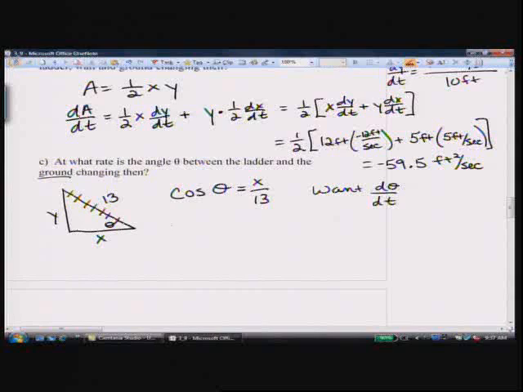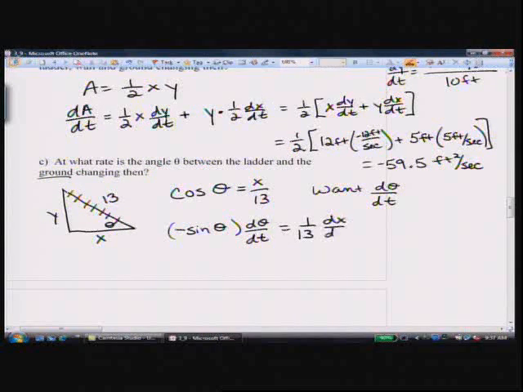All right. So what is the derivative of cosine theta? Negative sine theta d theta dt. Yes? Is equal to, what's the derivative of x over 13? 1/13 dx dt. Very nice.